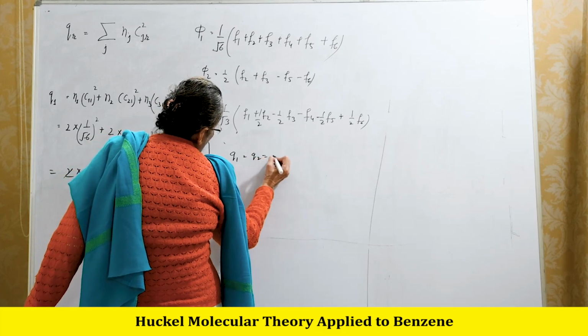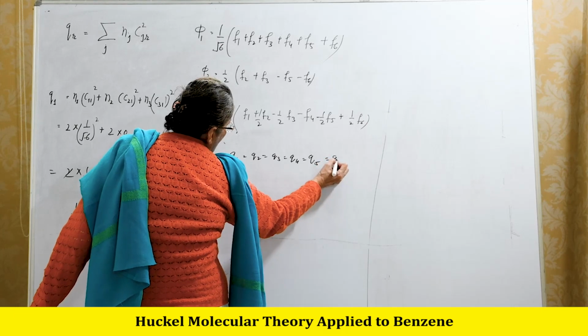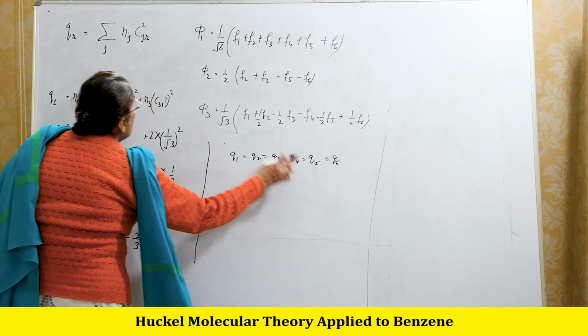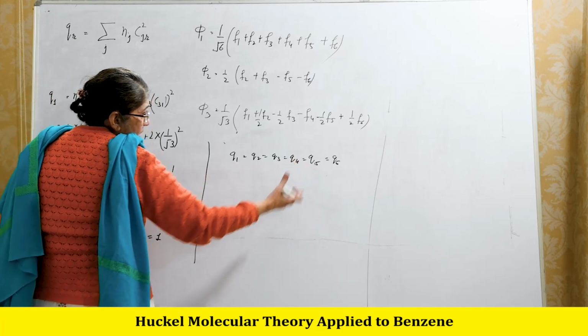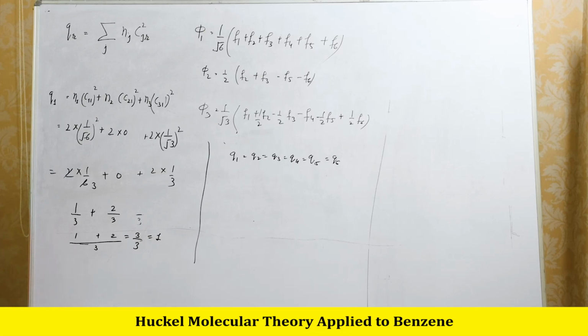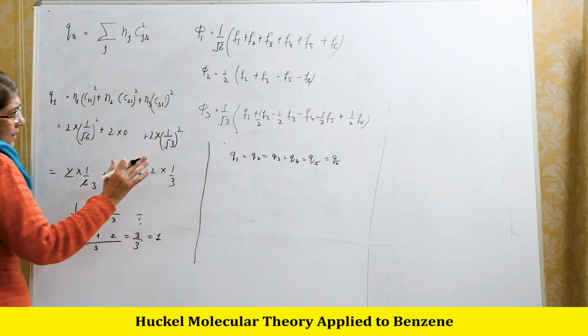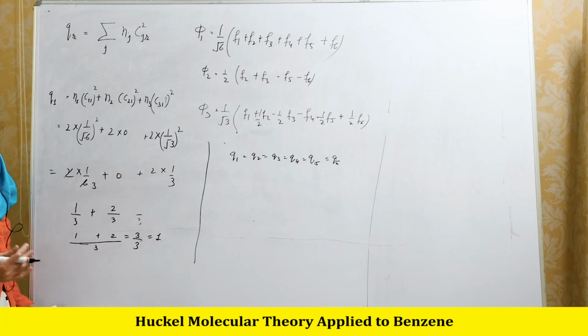And you get Q1 equal to Q2 equal to Q3 equal to Q4 equal to Q5 equal to Q6, which represents that the total charge is equally distributed on the carbon atoms. When we calculate all the charges, we get Q1 equal to Q2 equal to Q3. So this means that the whole charge is equally distributed in the benzene ring. So this is for charge.